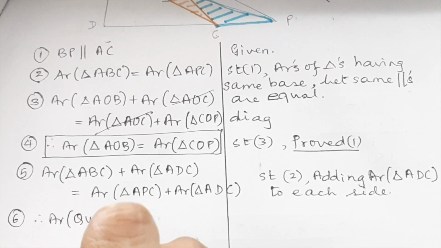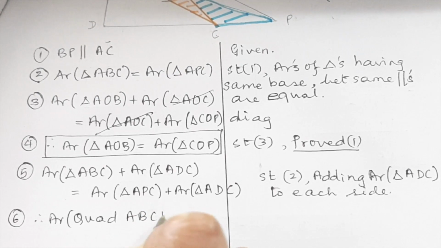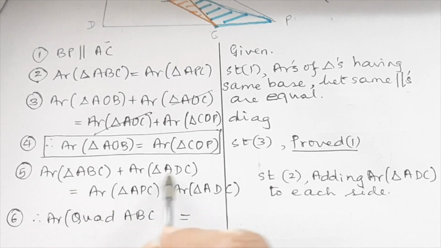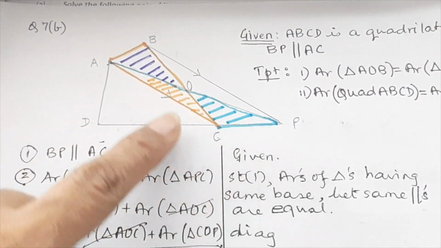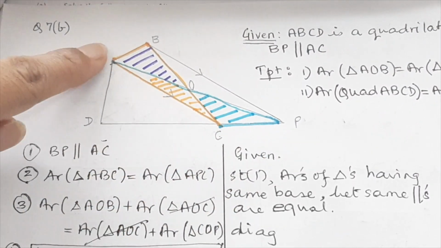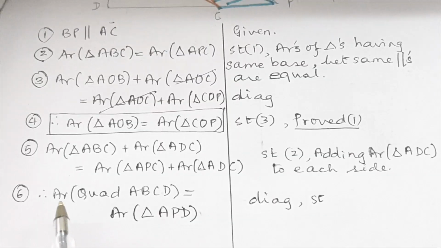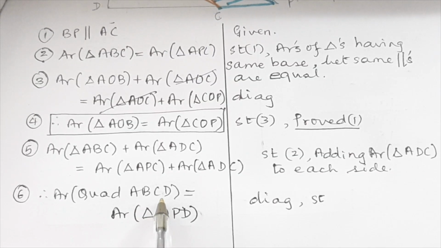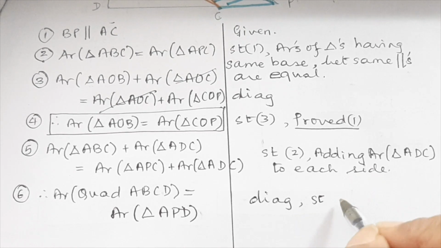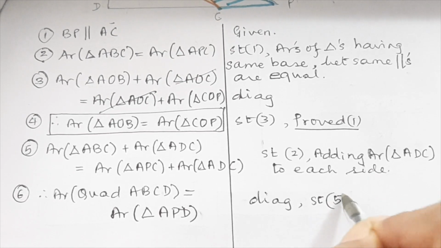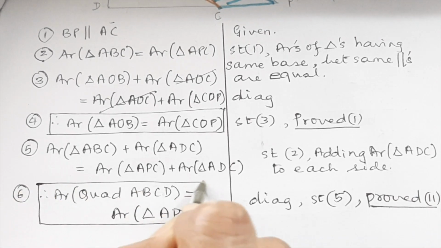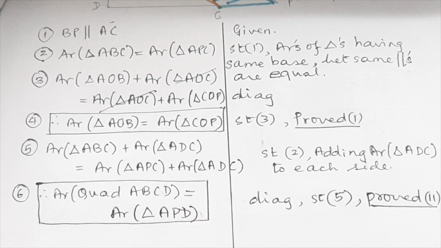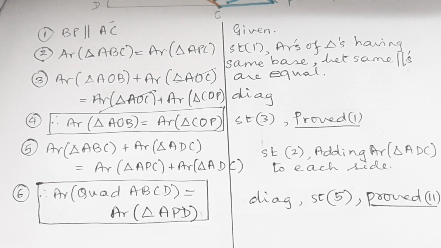Therefore, area quadrilateral ABCD is equal to, so we got these two. Now APC and ADC, let us look. APC plus ADC is ADP triangle. So that is area of quadrilateral ABCD equal to area of triangle APD, and this is from diagram and statement number 5 and proved second part. So that is how we solve this question. This was our 7B question. Now let us look at 7C.